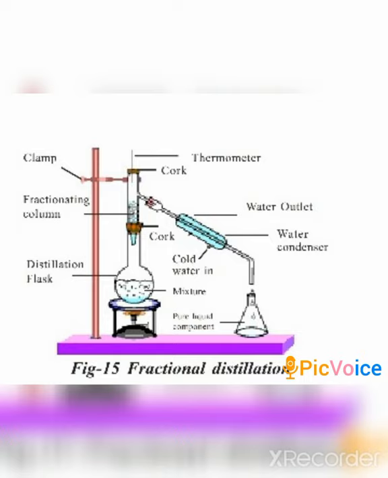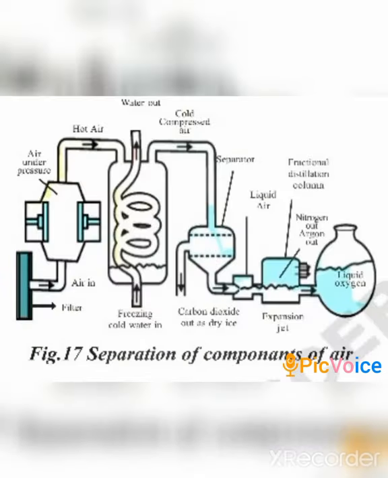And after that, the condensed liquid would be collected into the beaker, and the left out liquid in the distillation flask would be the water. If we want to separate the components of the air, we know that air comprises different gases such as nitrogen, oxygen, argon and carbon dioxide. And if we want to separate different components of air, then the method which is being provided in this image can be used.